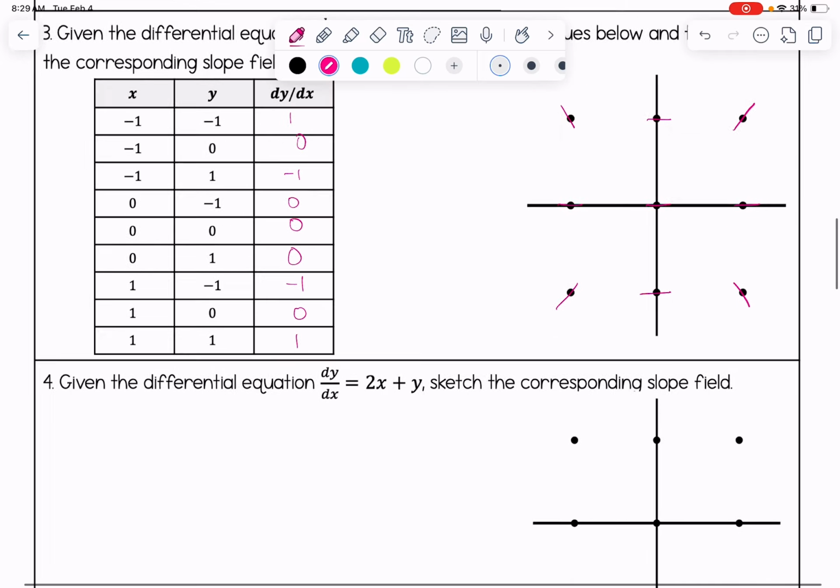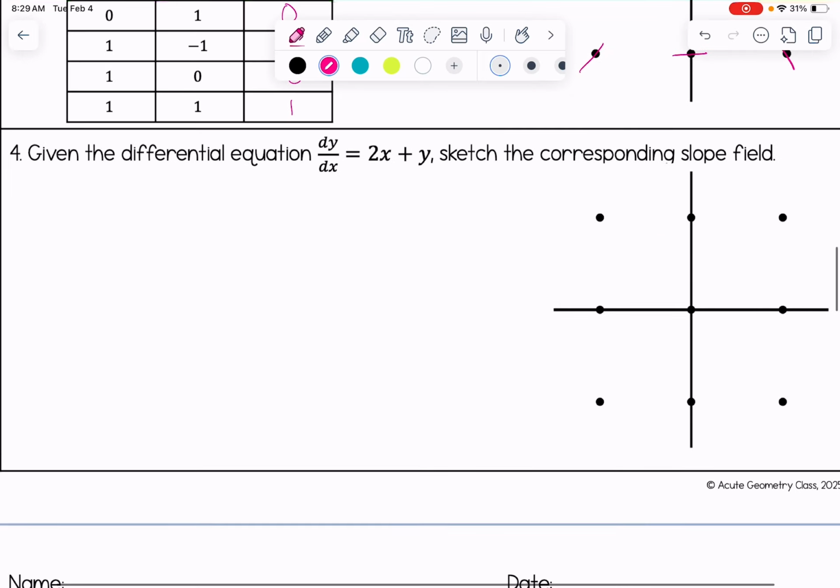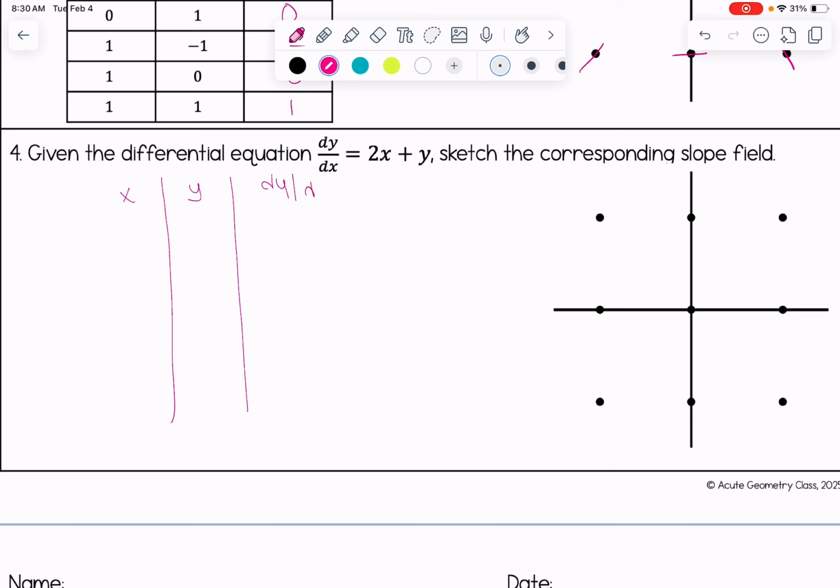All right, for the last one, you'll notice that the table of values is gone. So at this point, it's really up to you whether you want to create a table of values. If this is the AP exam, they are not going to have a table of values set up for you, but you can certainly take the time to create one if you'd like. So if I make a table of values, I see that both x and y are going to impact the slope here. So I would need 3 columns just like the previous one: x, y, dy/dx.